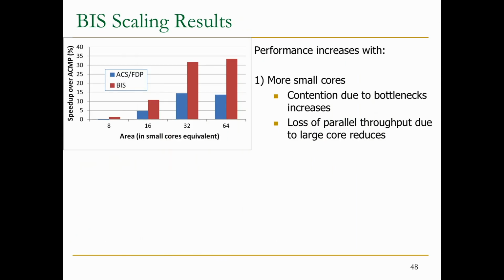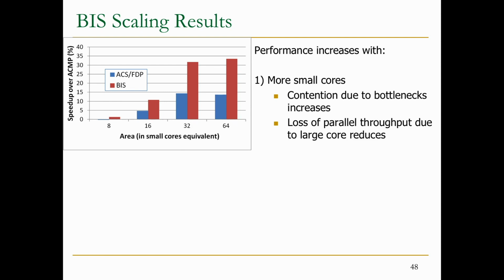Okay, so let's take a look at scaling results. Before we take a break, I want to finish BIS, bottleneck identification scheduling. But basically, this paper actually does a lot of scaling studies also. This is area in terms of small cores equivalent. You can start with a small chip, 8, and dedicate half of it to a large core. You don't gain a lot of benefit, as you can see. You can have a larger chip, 16 cores, dedicate 4 core equivalent to the large core. You get more benefits. Larger chip, 32 cores, what we've shown. Larger chip, 64 cores.